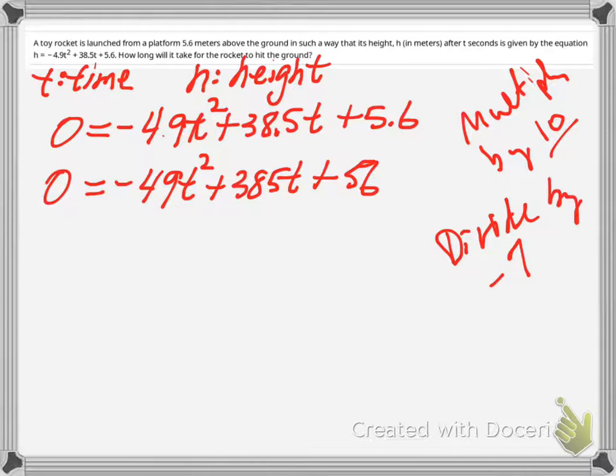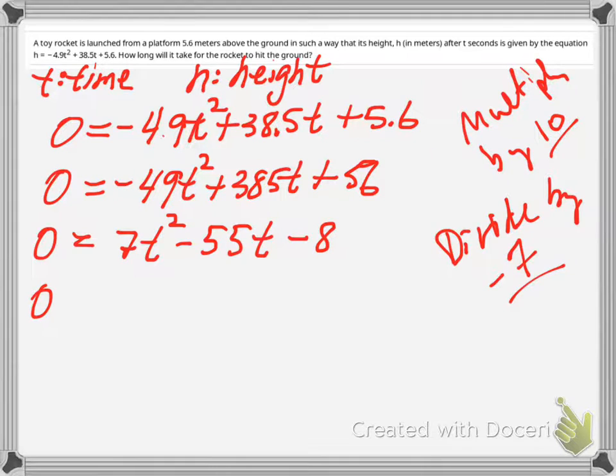And actually, I'm going to divide both sides by -7 so that the first term is a positive term. It's just easier for me to factor. So I divide the left side by -7. Well, 0 divided by -7 is 0. And then I'm just going to go through. -49 divided by -7 is 7. Positive 385 divided by -7 is -55, and then positive 56 divided by -7 is -8.